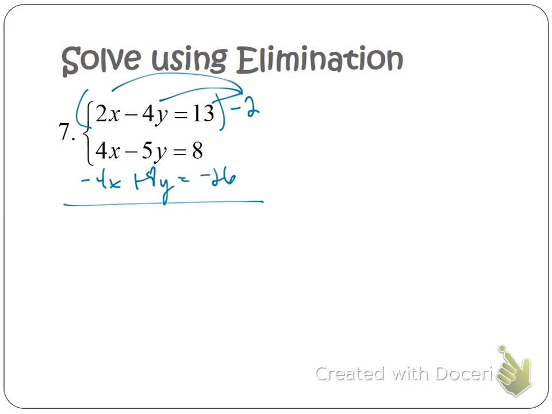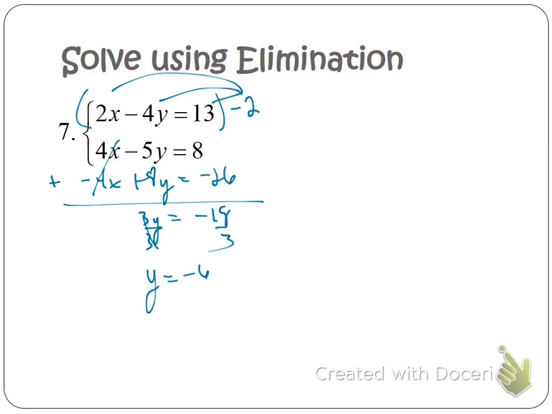Now, when I add the two equations together, these guys add to 0. And that's my goal. I want to eliminate one of those variables. We get 3y here and -18 here. And then we divide both sides by 3, and y is equal to -6. And now we're back to where we were with the substitution method. So there is a little bit of an element of substitution even in elimination.